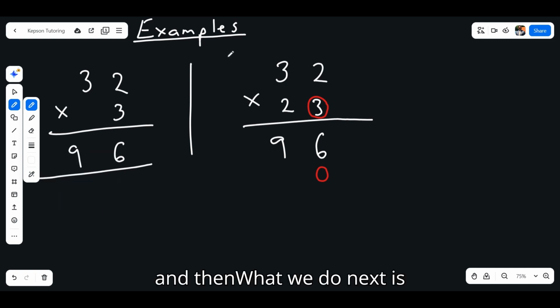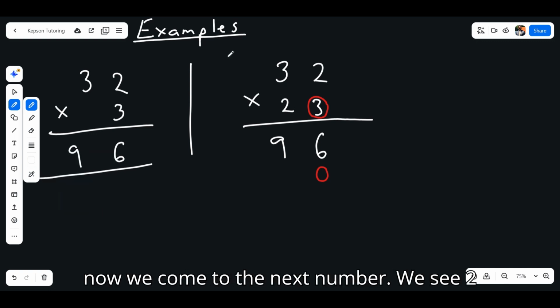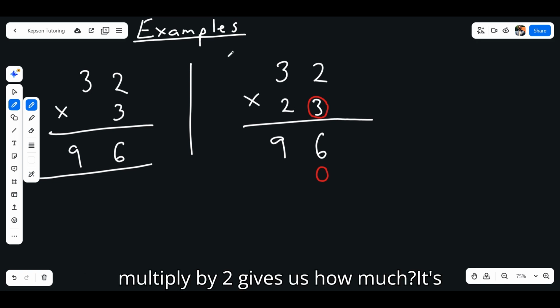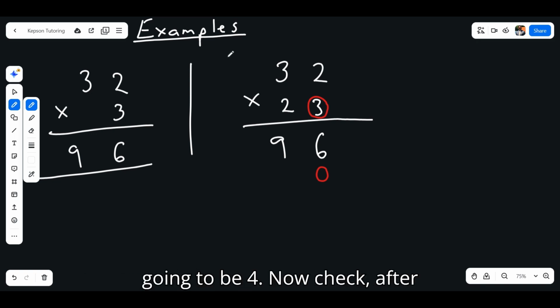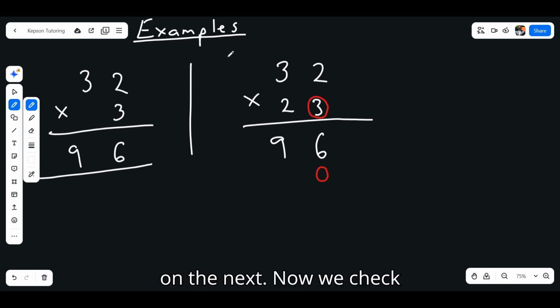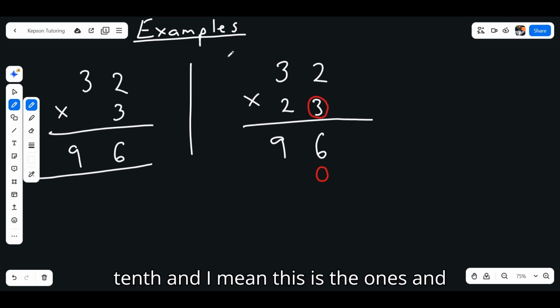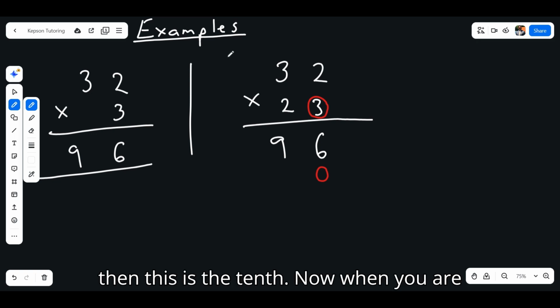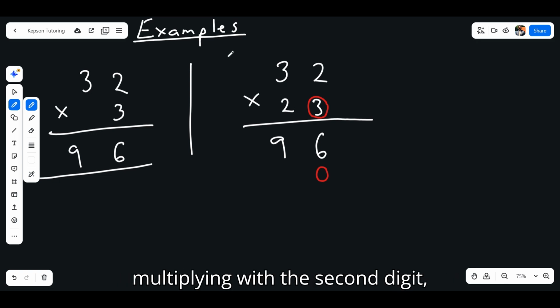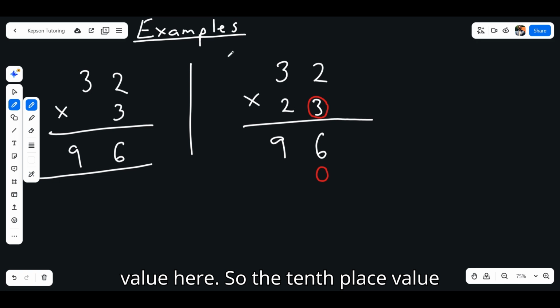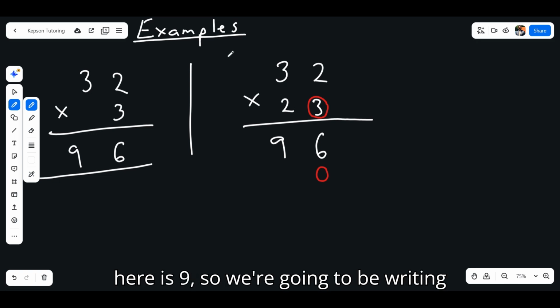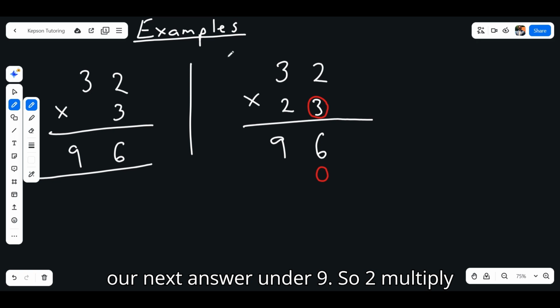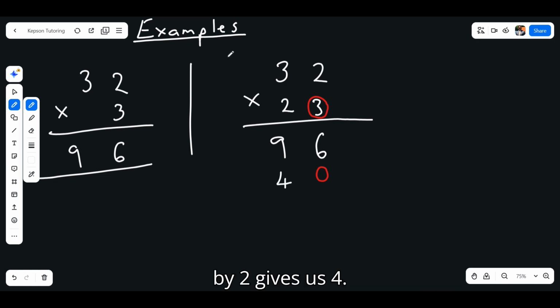Then what we do next is we come to the next number. We say 2 multiplied by 2 gives us how much? It's going to be 4. After putting a 0 here, we check where the place value is. This is the tens, and this is the ones, and then this is the tens. When you're multiplying with the second digit, you start on the tens place value here. So the tens place value here is 9. So we're going to be writing our next answer under 9. So 2 multiplied by 2 gives us 4.